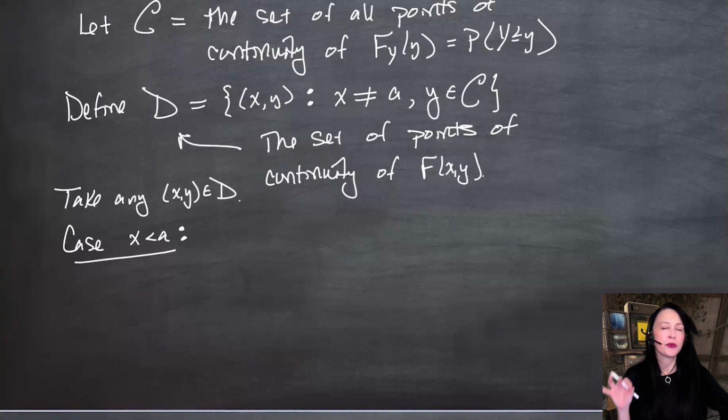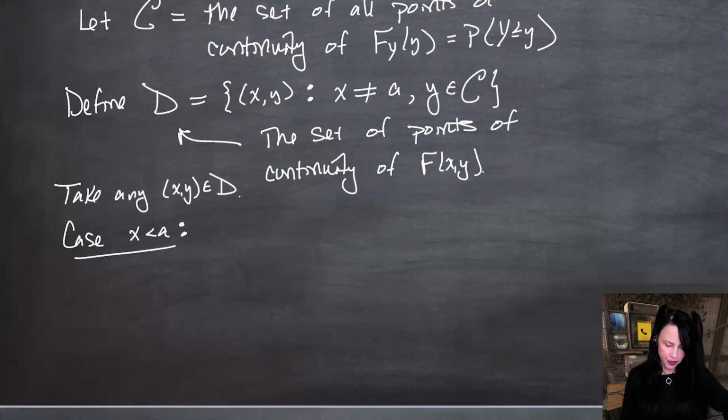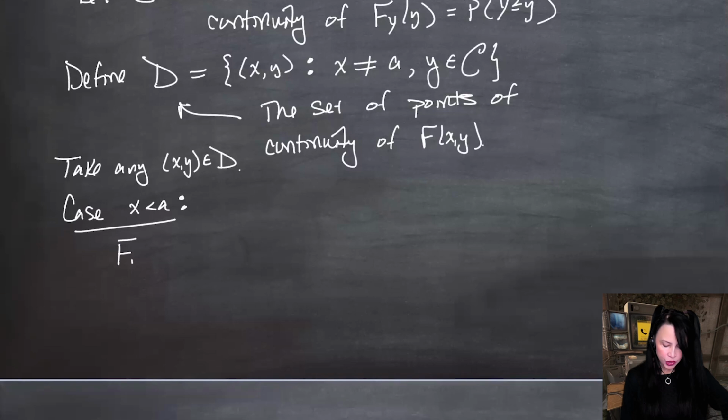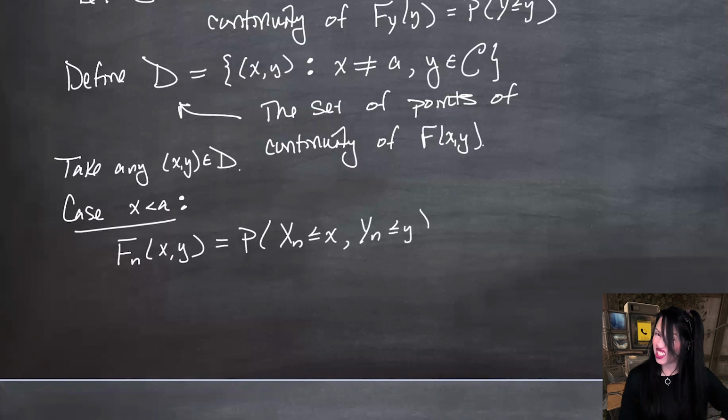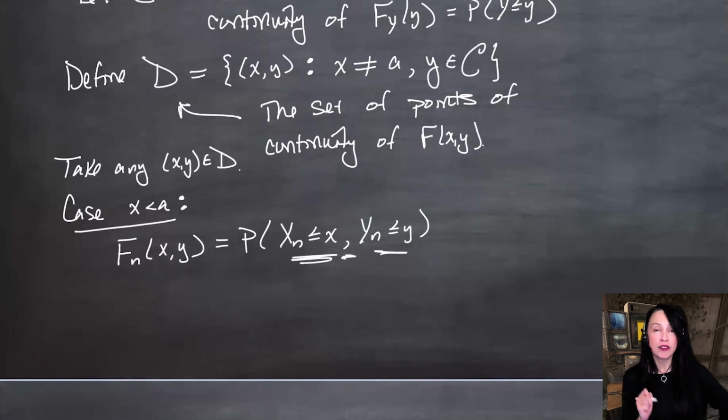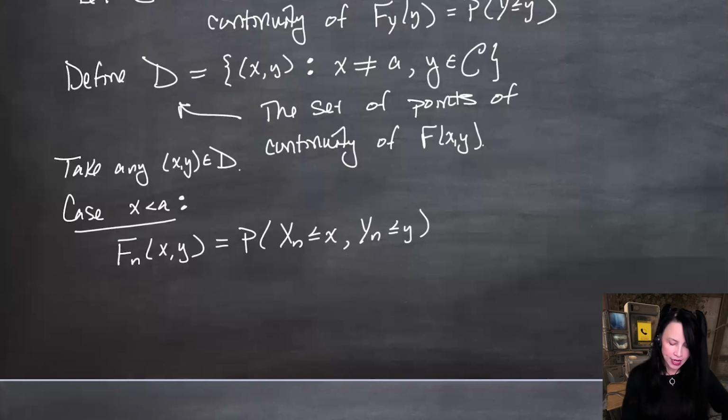And now I'm going to go into the case where x is less than a versus greater than a. The joint CDF is the probability that Xn is less than or equal to x and Yn is less than or equal to y. That's just the definition of the joint CDF. This event has to happen and this event has to happen. And if I drop one, that's going to make the whole event easier to happen. In other words, I will get a larger probability if I drop either one of those, and I am going to drop the Yn one.